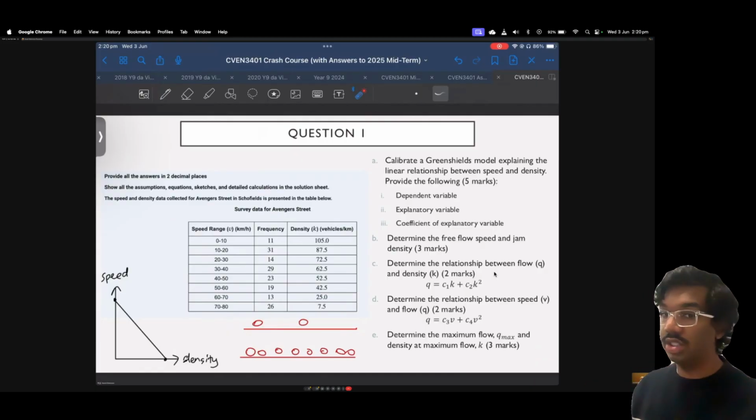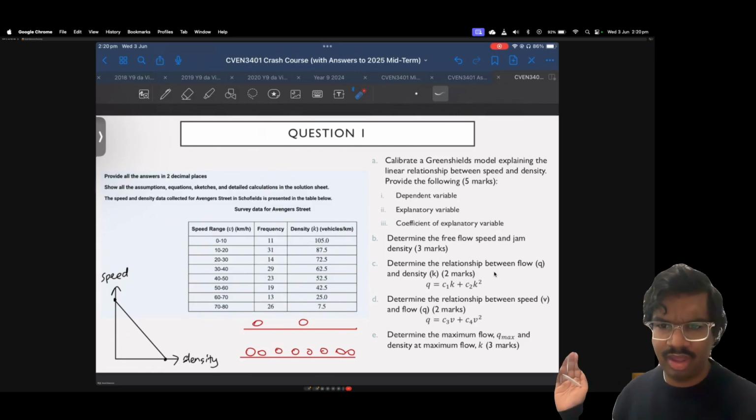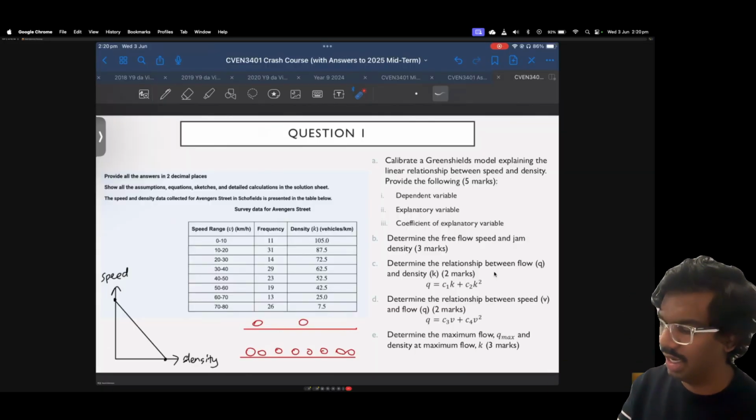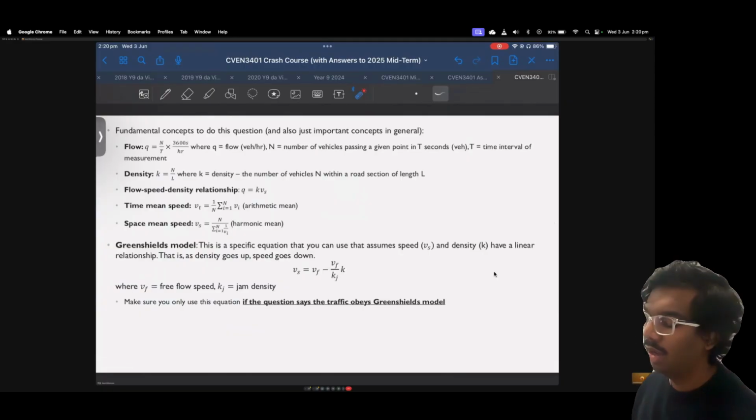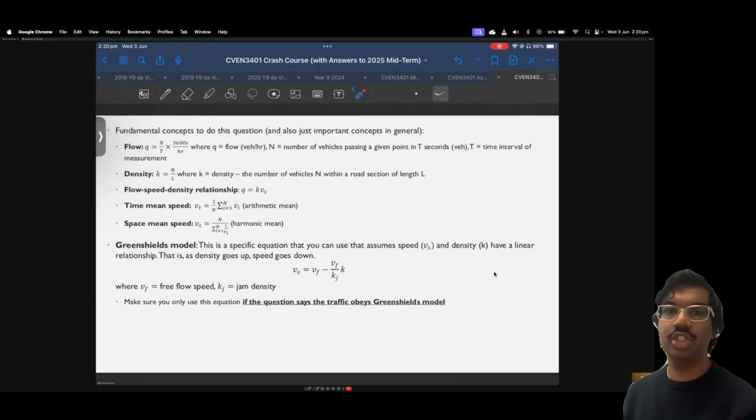This question is a lot to take in, and when I first saw it in the midterm I was panicking, because it's a huge question, worth something like 15 marks out of, I think, 40. So it's almost half of the exam. But I'll explain the fundamental concepts that will actually allow you to do this question.